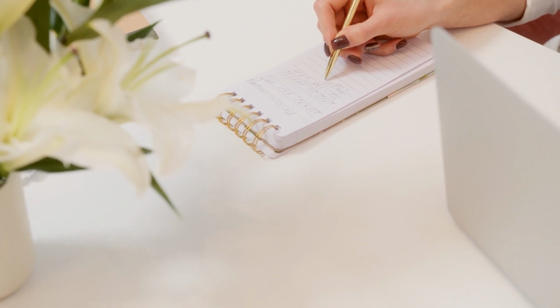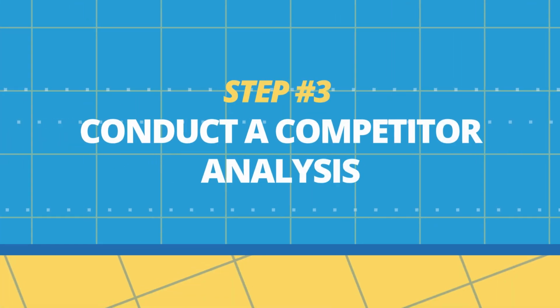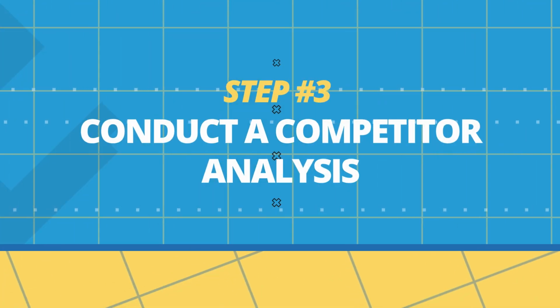Overall, you just want to jot down a list or make a spreadsheet of the things you have done on the platform to date, including the content you've posted, ads you've run, or how much of your general page setup is completed, because you'll need this information in the next step. Which brings us to step number 3, conduct a competitor analysis.